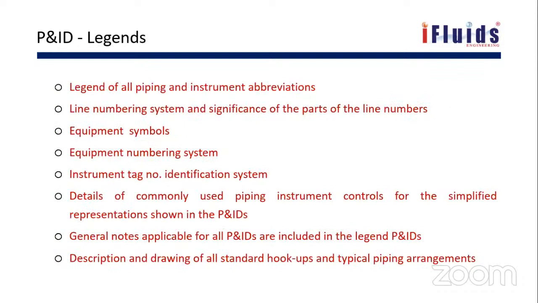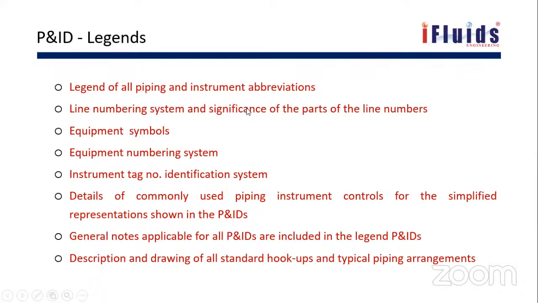And then the P&ID legends. Legends of all the piping and instrument abbreviations are required. So before making a P&ID, there are different companies and different standards across the world. For example, if you take the Middle East, they will go with some type of legend. If you go to Europe, they will follow a different legend. If you follow API, they will follow different legends. If you follow IBR, that means Indian Boiler Regulation, they will follow different legends. So according to the project, that particular drawing legend will be taken.